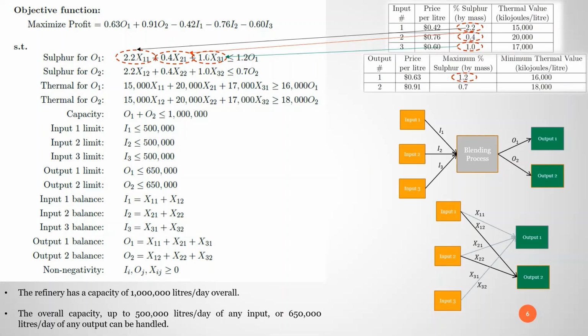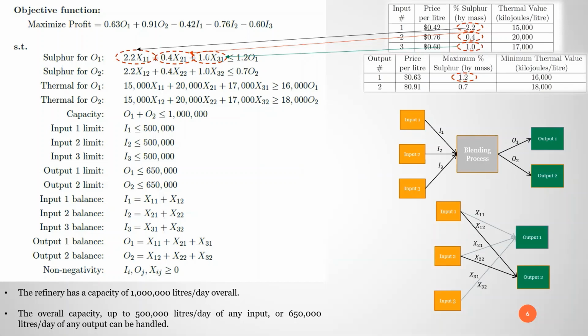The other constraint is the capacity. The capacity of the refinery for each of the inputs is 500,000 liters, so the refinery can't process more than this amount. So we will have 3 separate constraints to show each input's maximum amount. And for the outputs, the refinery can't handle more than a specific amount, which is shown in the output number 1 limit and the output number 2 limit.